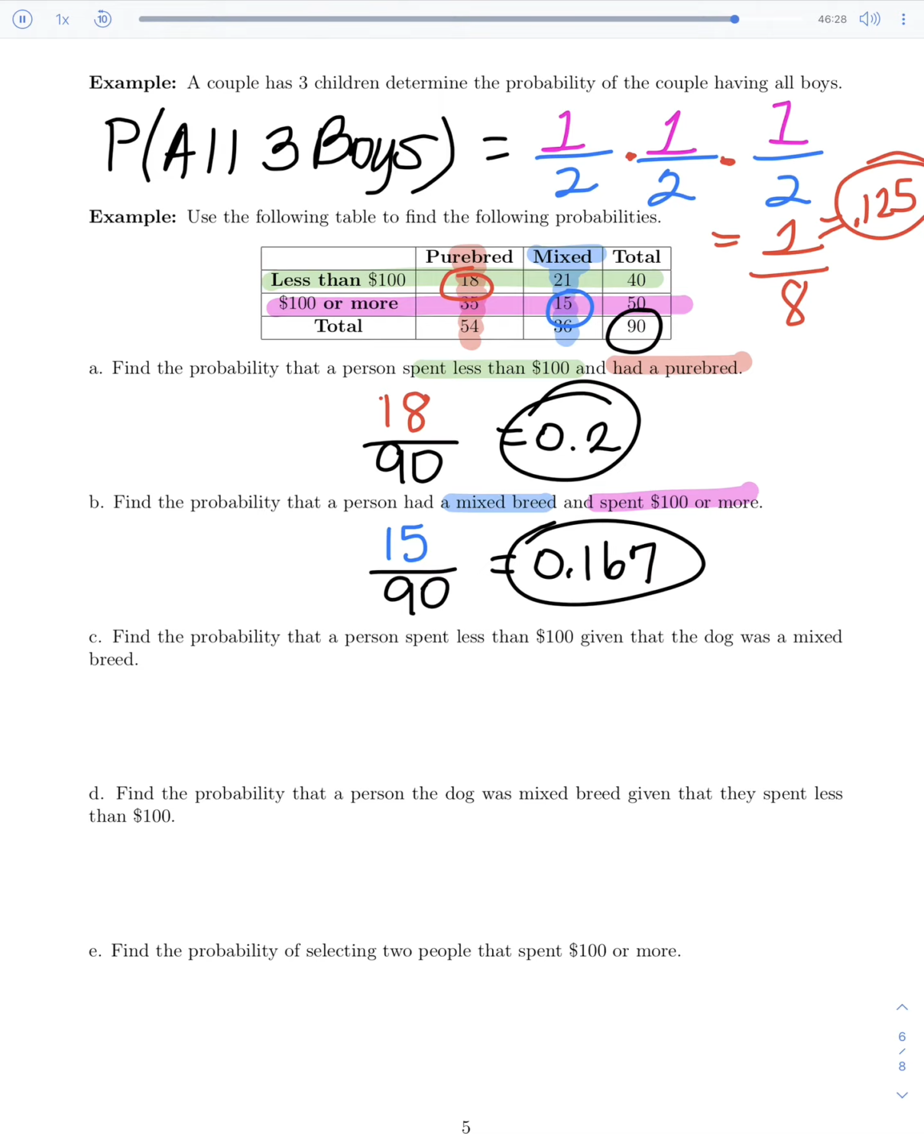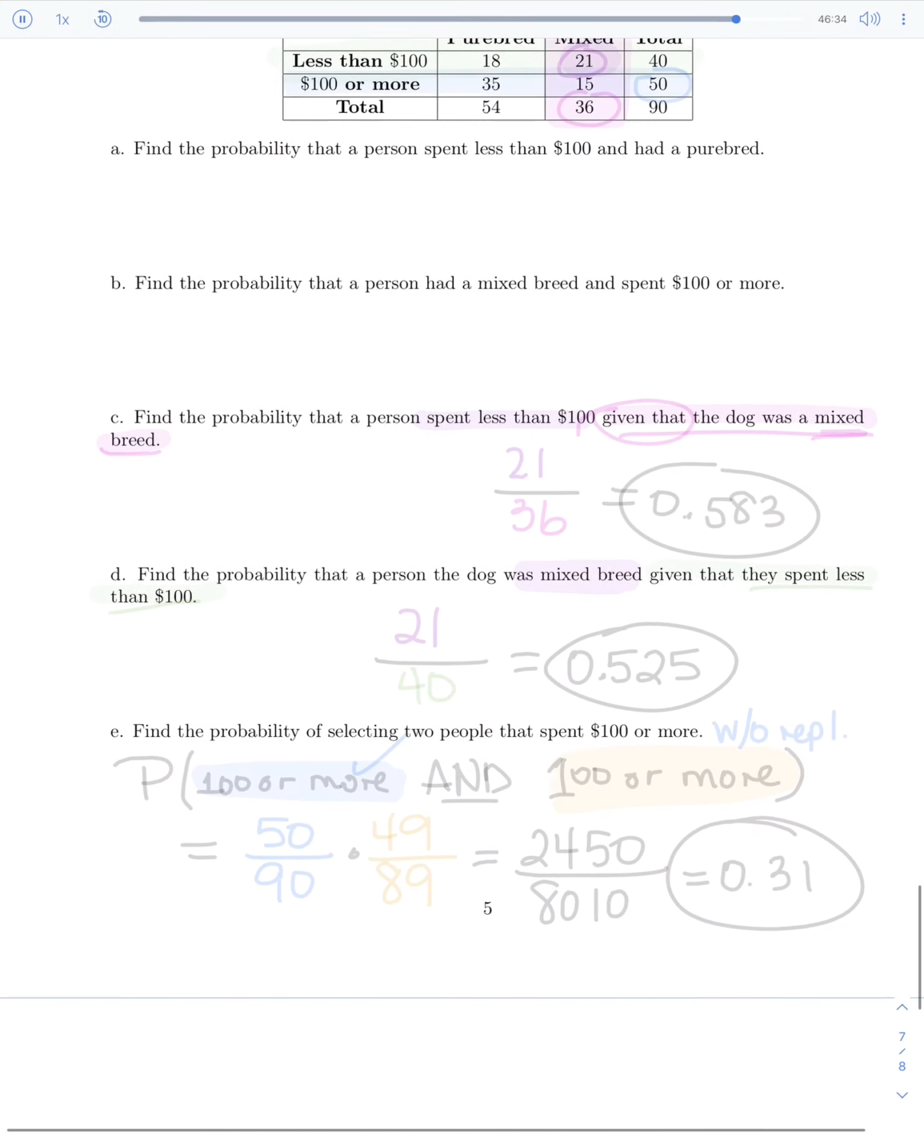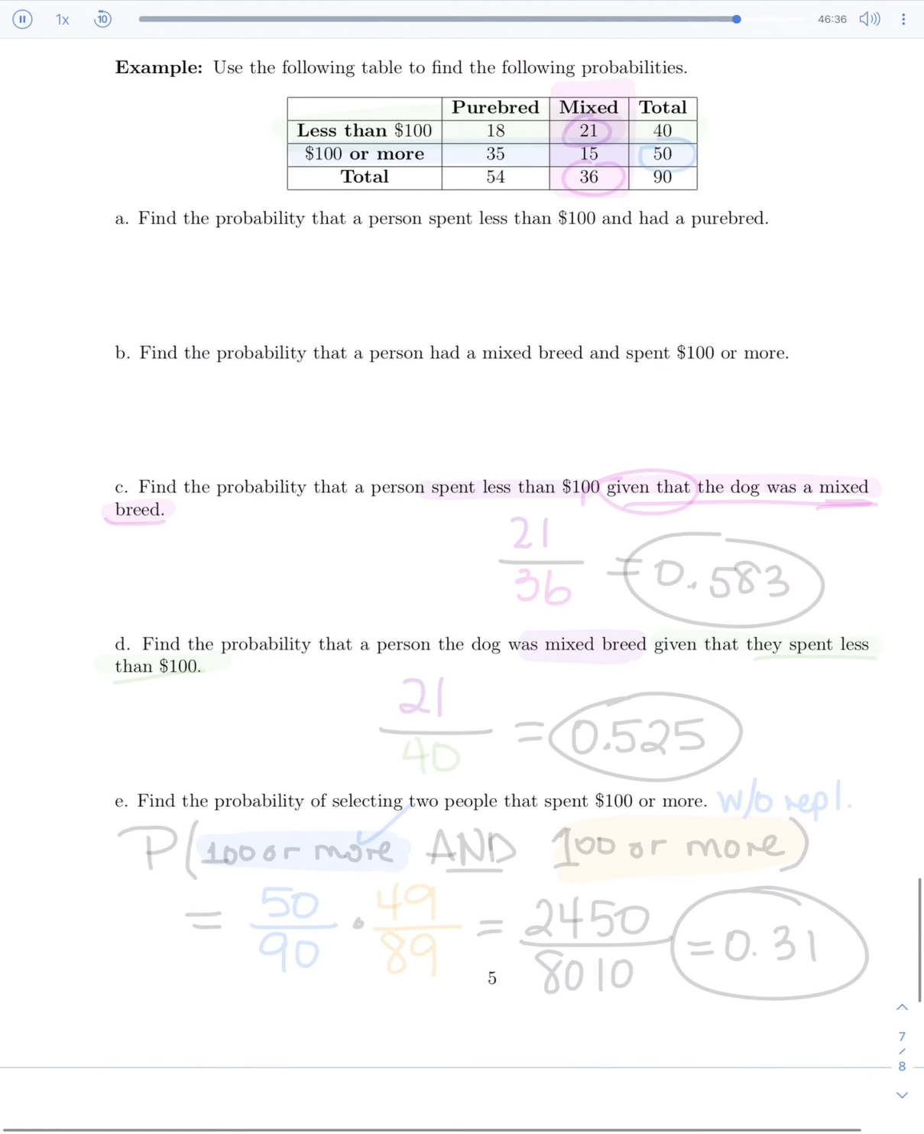The wording on this one is much, much different, and so we have to be very careful. So they spent less than $100 given that the dog was a mixed breed. So right off the bat, when we look at this, given that the dog was a mixed breed, it means we are only looking at people who have a mixed breed dog. That is the only part of this chart that we should be looking at. Kind of think of it as we have tunnel vision. This is the only part of the chart that we care about, is the mixed breed dogs.